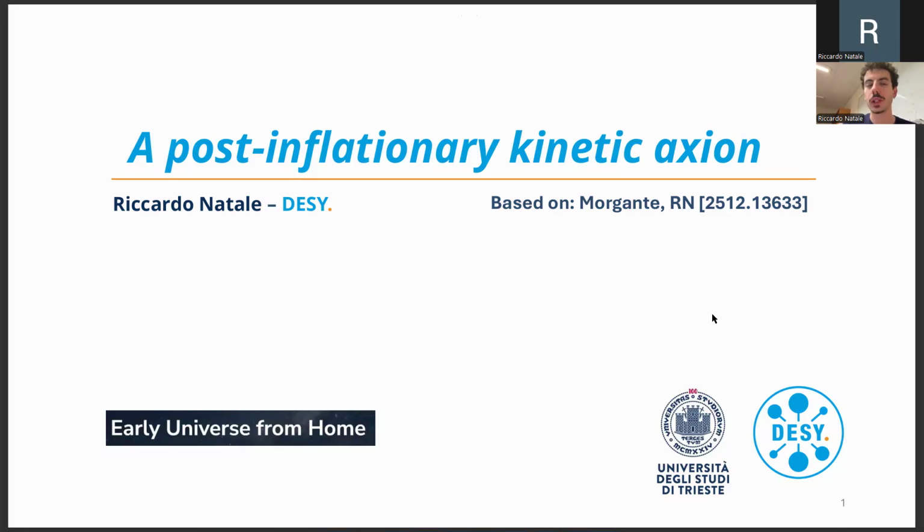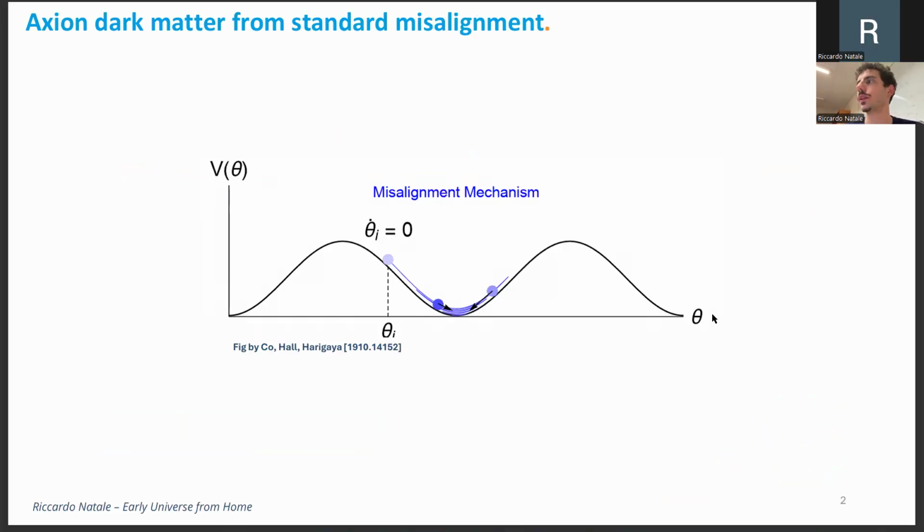And I'm going to talk about a model implementation of axion kinetic misalignment. So I would like to start by briefly reviewing the standard misalignment mechanism, which is already a well-known mechanism to produce axion dark matter in the early universe.